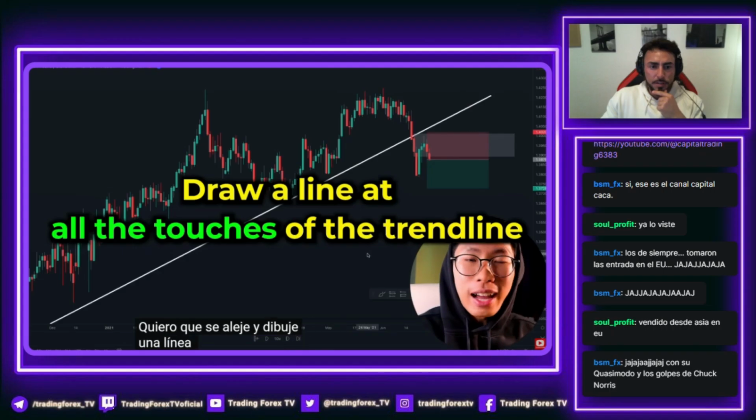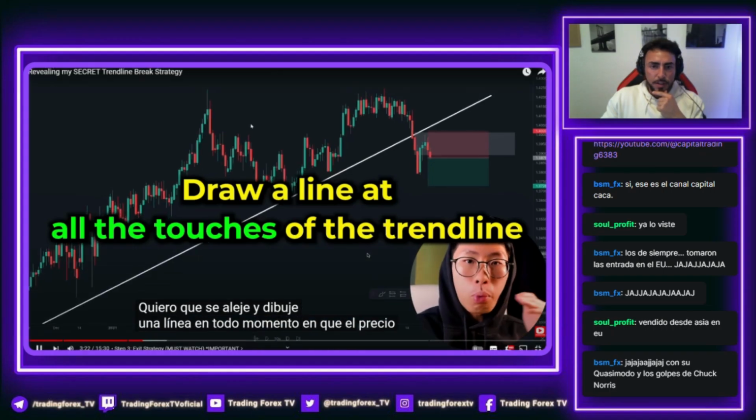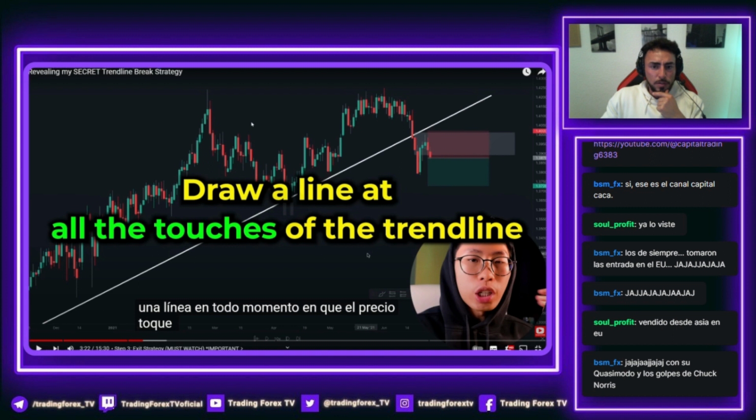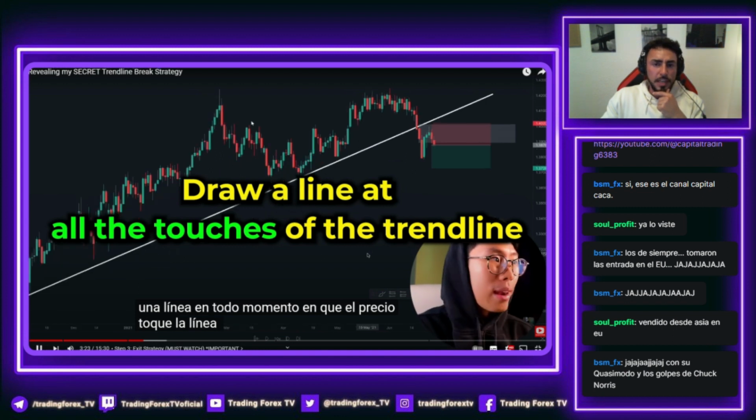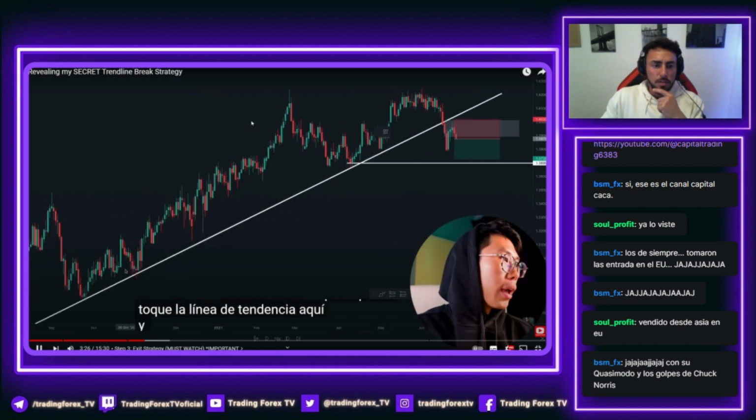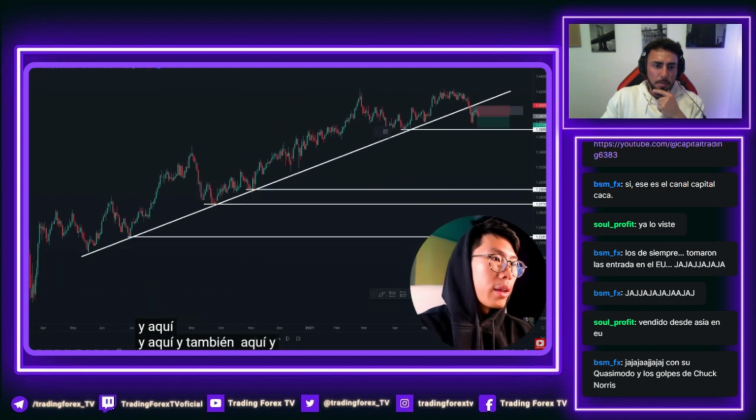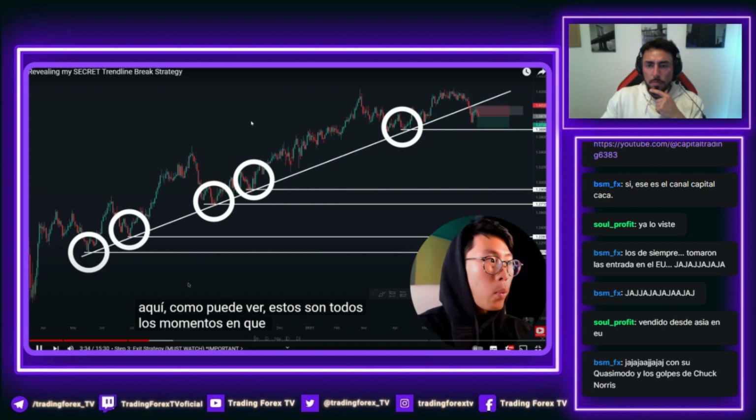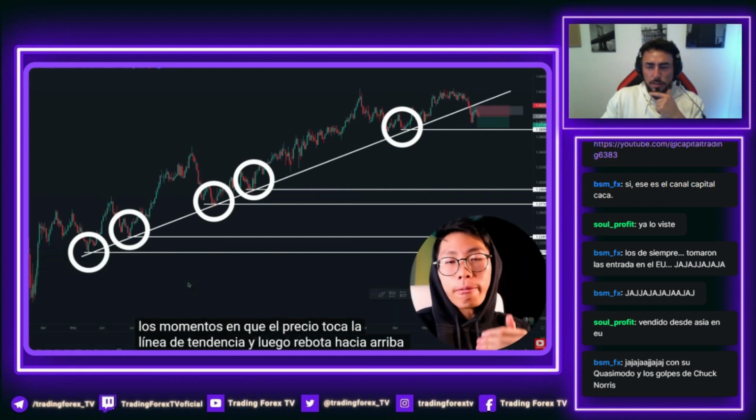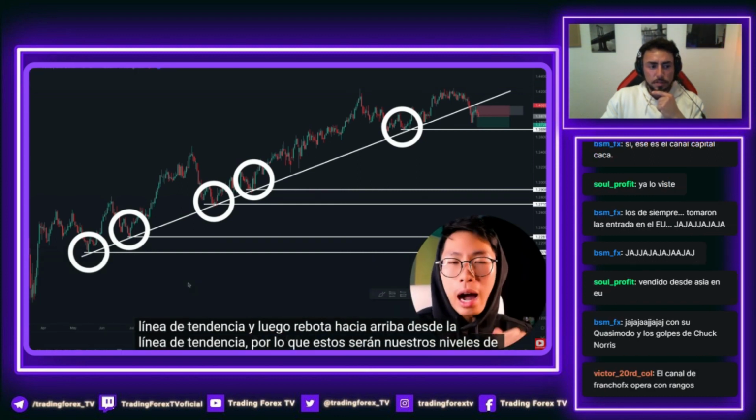Align at all the times where price touches the trend lines. Right here, and right here, and right here, and also right here, and right here. As you can see, these are all the times where price touches the trend line and then bounces up from the trend line. So these will be our take profit levels.